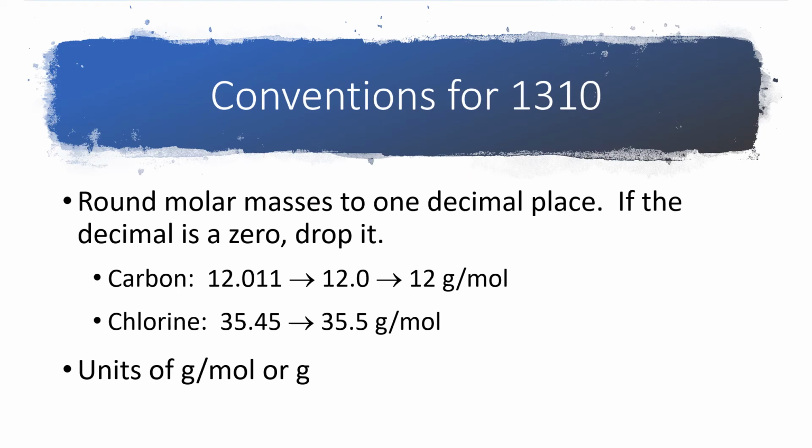It seems like each chemistry teacher has different ideas about how they want you to round molar masses. So for 1310, I'm going with the keep it simple principle. What I'd like to do is when you read a molar mass off the periodic table, round it to 1 decimal place, and then I'm going to go even a step farther and say if that first decimal place is a 0, then just don't even write it. So for instance, with the element carbon, if you look at the periodic table, it says 12.011. If we round that to 1 decimal place, we get 12.0. So let's just go all the way to just plain old 12 for it.